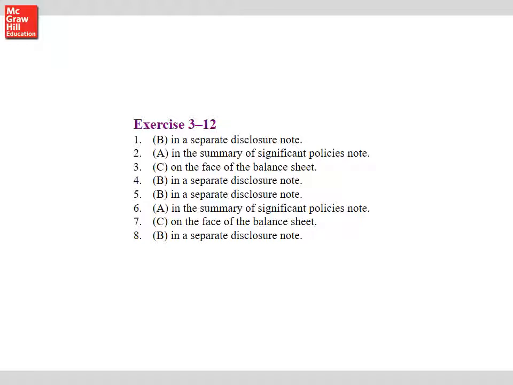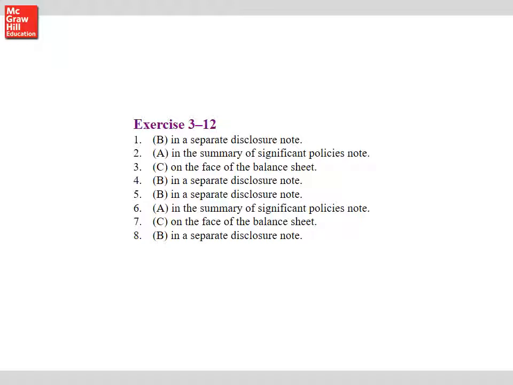So in 1, a related party transaction is a separate disclosure note. And you'll see if you take Accounting 212, we'll be doing a financial statement analysis, and you'll see these kind of note disclosures. Depreciation method. Remember, that's where we're summarizing our accounting policies. So that's A. Allowance for uncollectible accounts will be on C, on the balance sheet. Sometimes we put a note about them, but it's on the balance sheet.